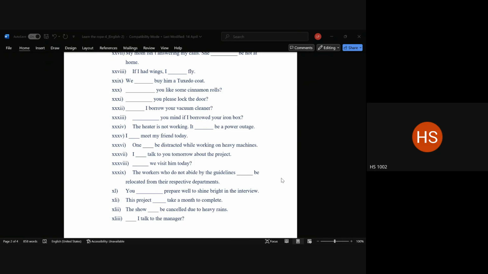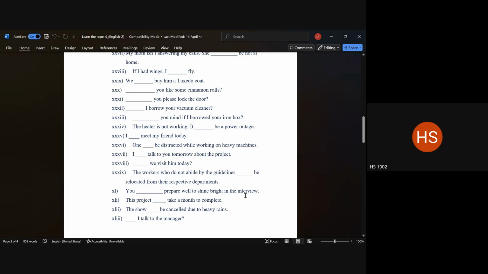Then, dash, you like some cinnamon rolls? Have to. This is for which blank? Ma'am, we have to buy him a tuxedo. Yeah, we have to buy it. Okay, dash, you like some cinnamon rolls. Would you? The 30th one. Would you like some cinnamon rolls? Yes, correct.